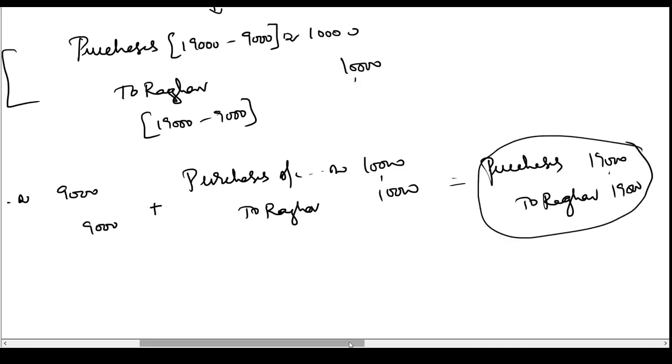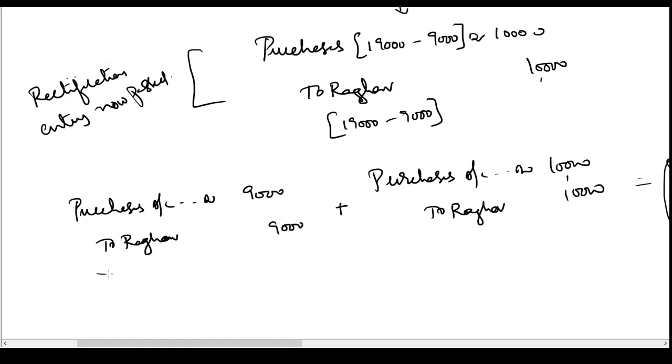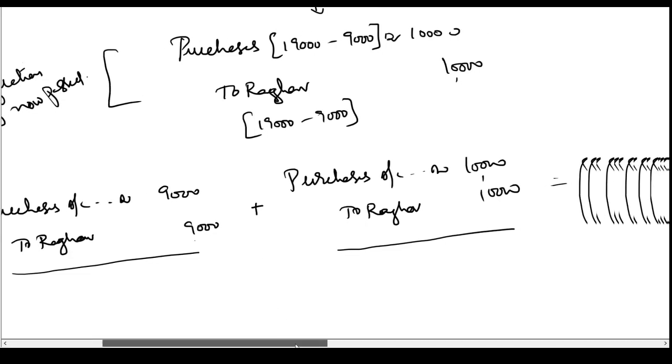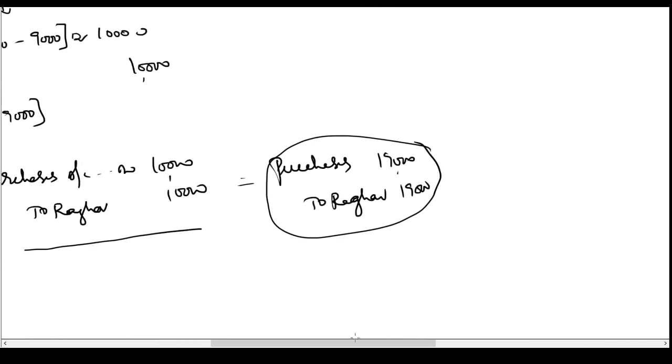So how did we arrive at the correct position? This was the entry which we have already passed. This is the rectification entry we have now passed. When we take the impact of these two entries, we arrive at the desired position. Okay.